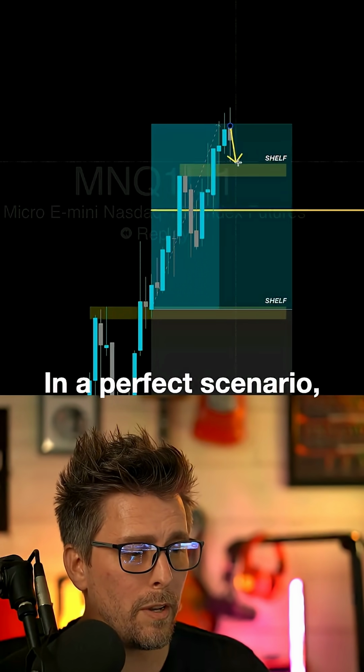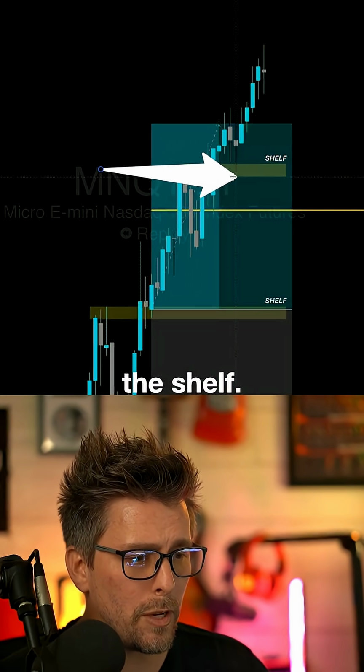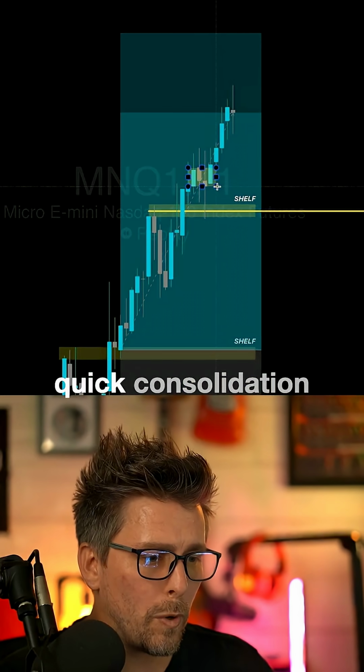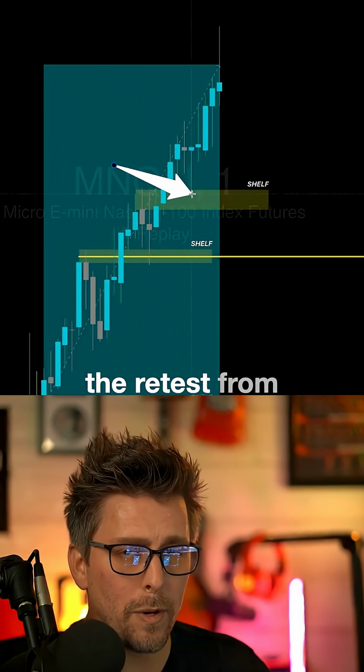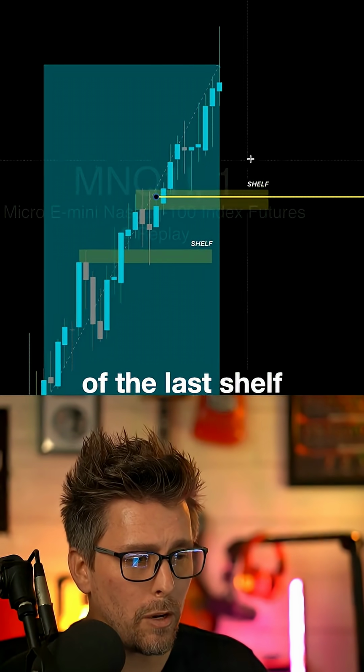In a perfect scenario, price should retest the shelf, move higher. Here you can see price retest the shelf. At that point, I'm good to trail price tighter, move my TP higher. Price has another quick consolidation range with the volume break, creating another shelf. Here you can see the retest from price action. So we're now good to trail inside of the last shelf that was tested.